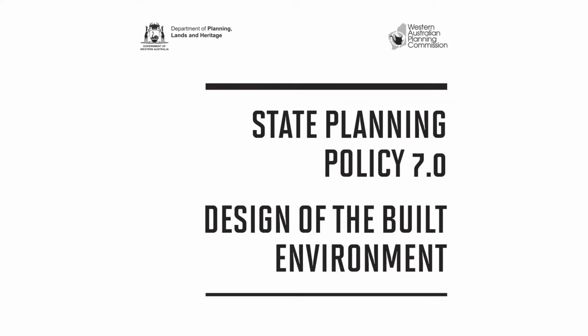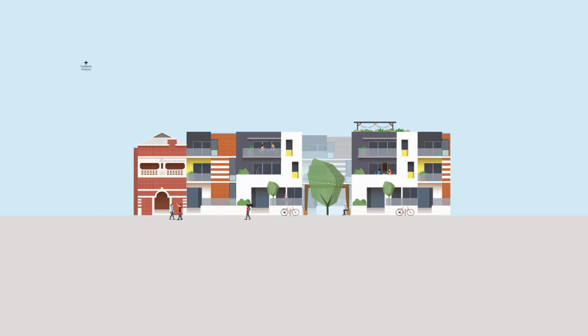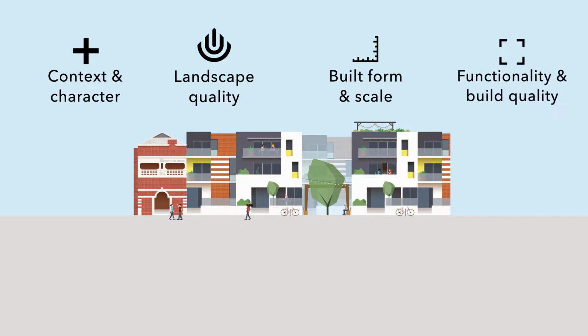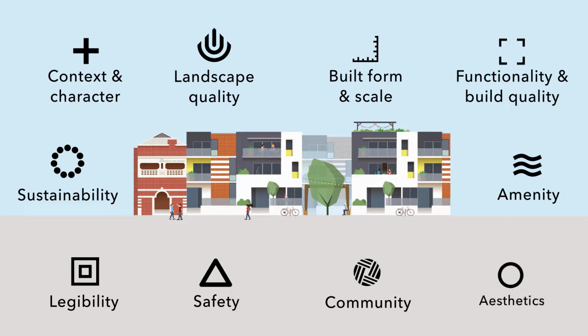Design WA is a suite of new policies to guide development in our state. State Planning Policy, SPP 7, features 10 design principles that formally elevates the importance of design quality as a key consideration of the planning and development process. It recognises that critical and creative thinking is needed to enhance outcomes as our urban areas grow and intensify.